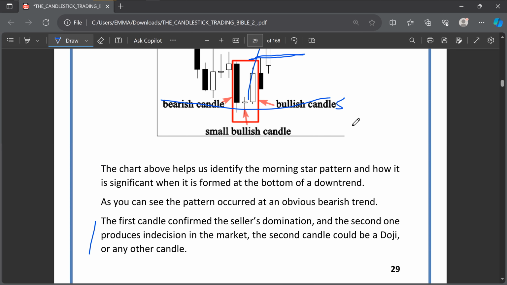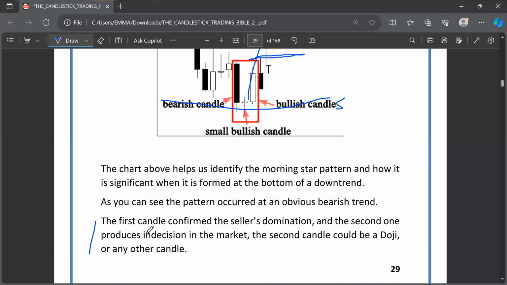So you can look at the previous video, I think episode 5, and then you can look at that. So this is the doji one. A doji usually talks about the indecision in the market, right? So that is it. You see, the first candle formed the seller's domination. The second one produces indecision in the market.